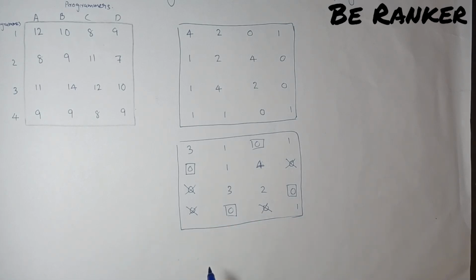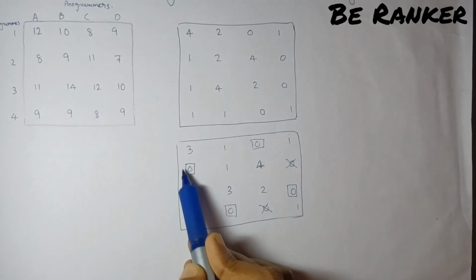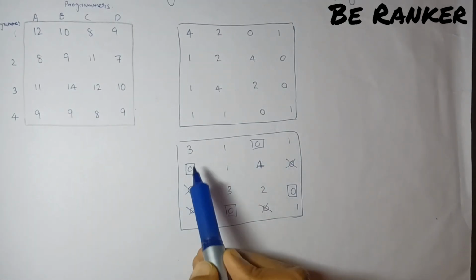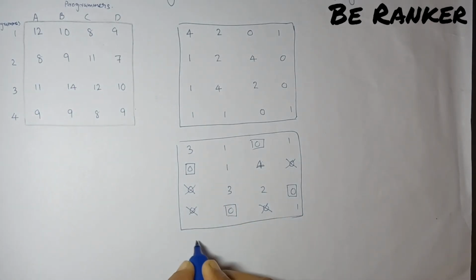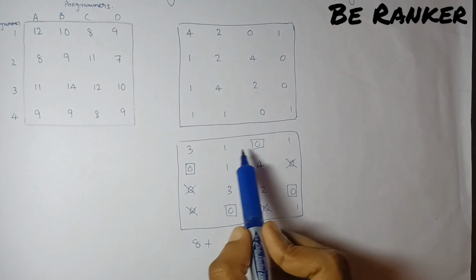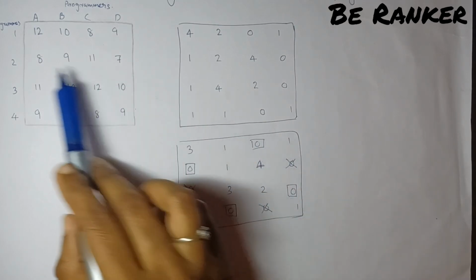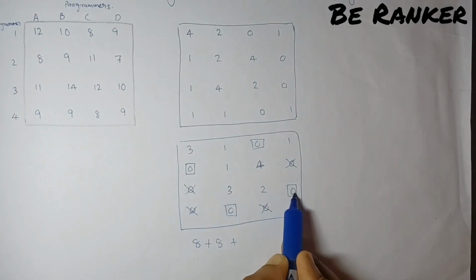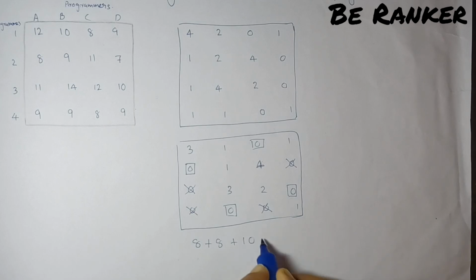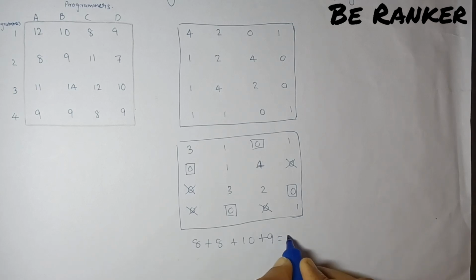And how can we find the total cost? It is the real values in the place of these assigned zeros. That is, in the second row, first column, it contains 8. So the answer is 8 plus first row, third column, 8 plus third row, last column, it is 10 plus last row, second column, it is 9. And the final answer is 35.